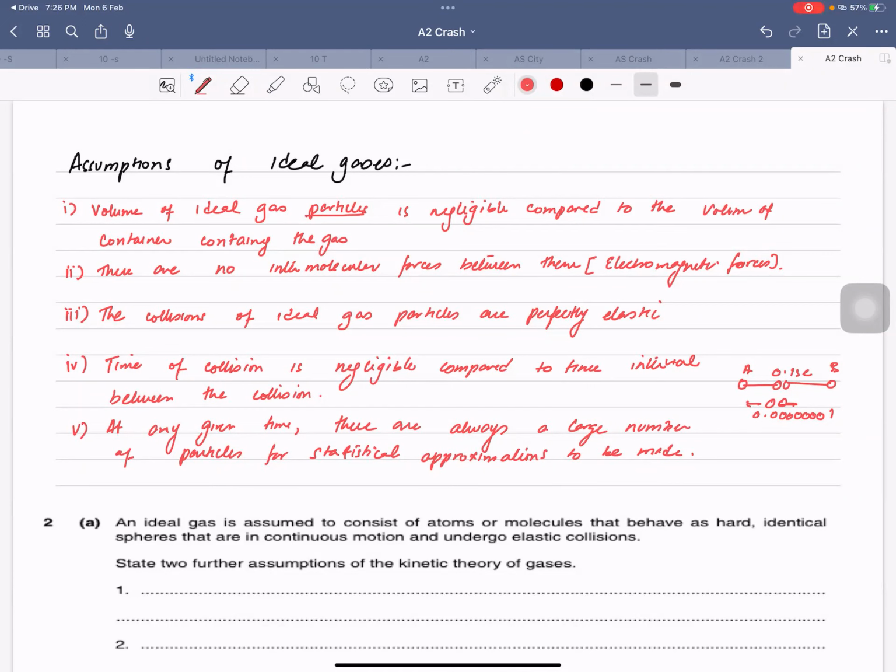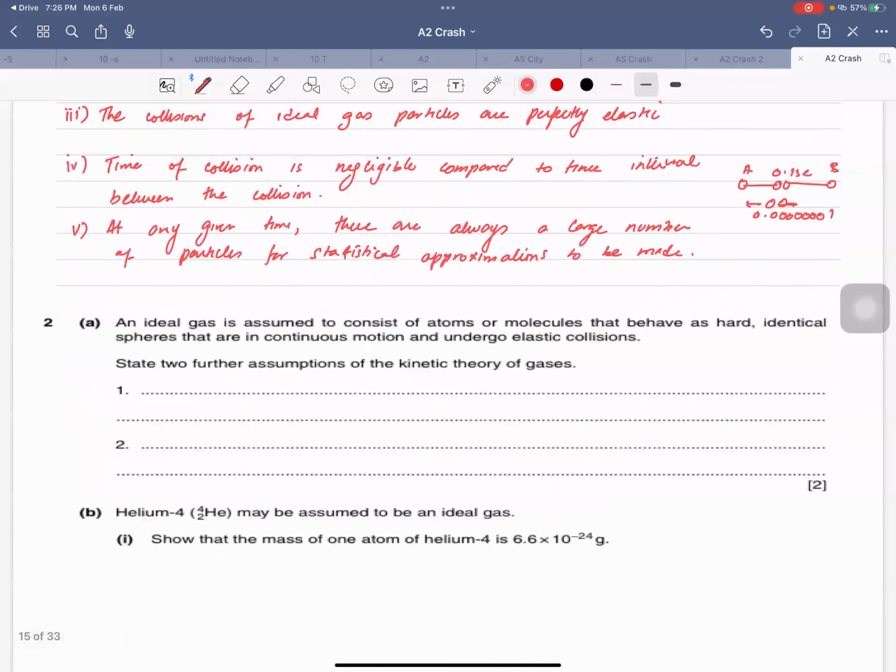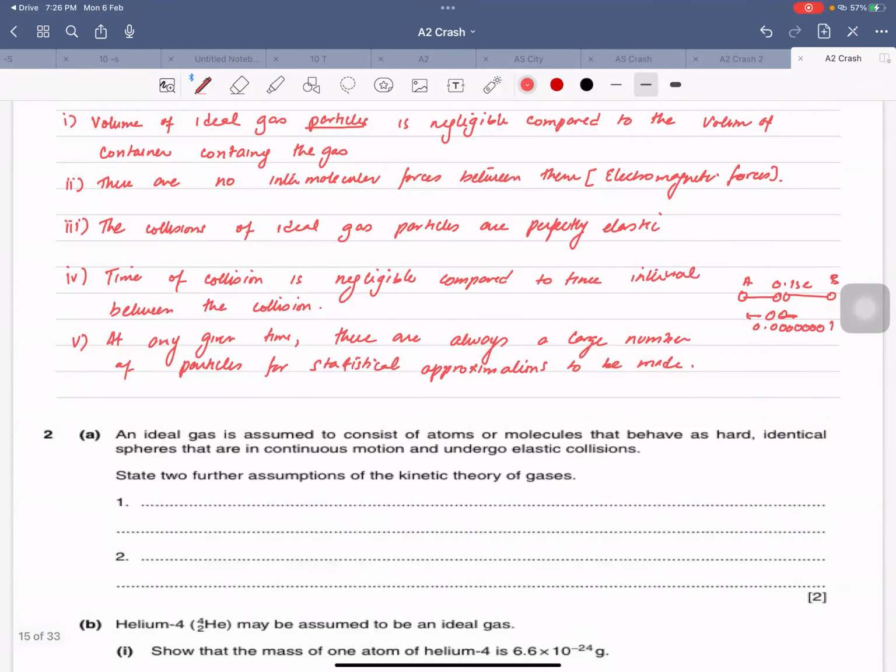Then in this question, it says an ideal gas is assumed to consist of atoms or molecules that behave as hard identical spheres that are in continuous motion and undergo elastic collision. State two further assumptions. So he has already given you the third point, right? So what would you write? You pick any two from above and write it here. Is that clear?